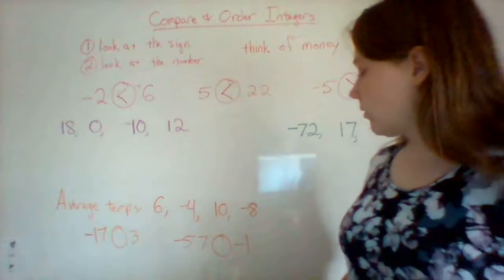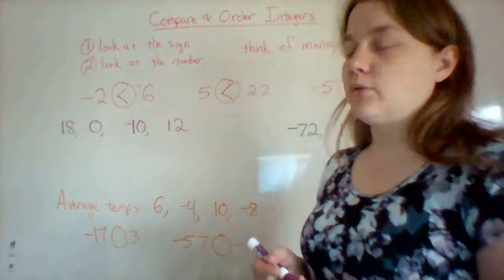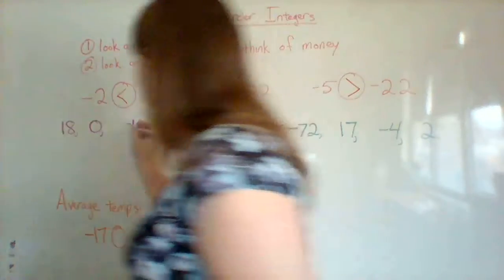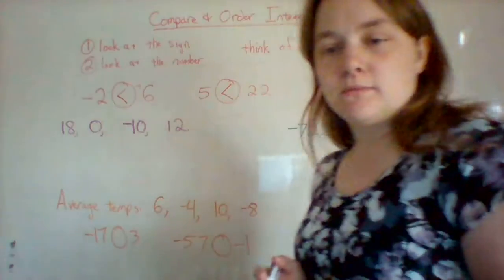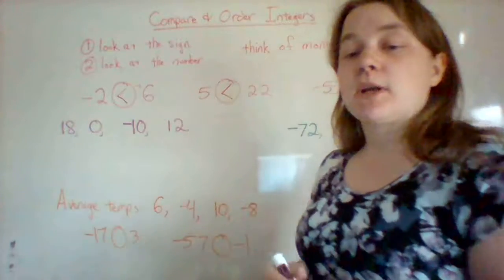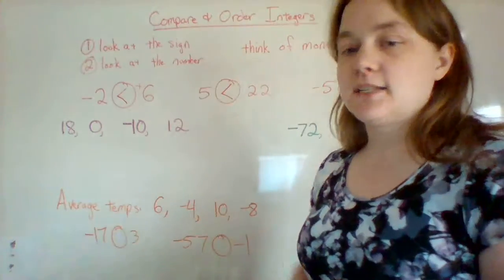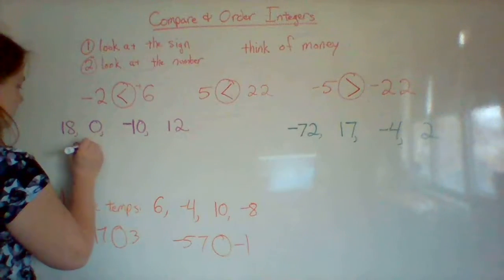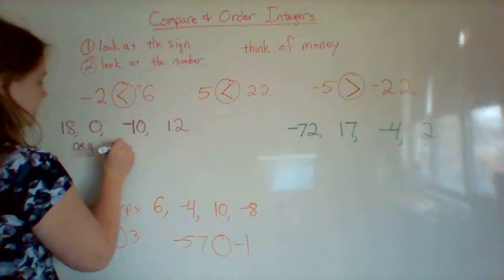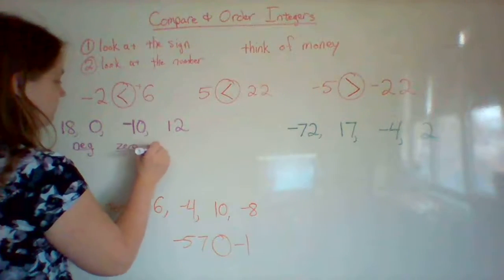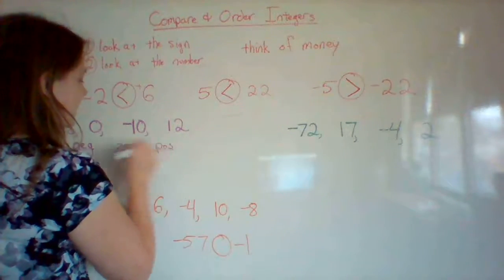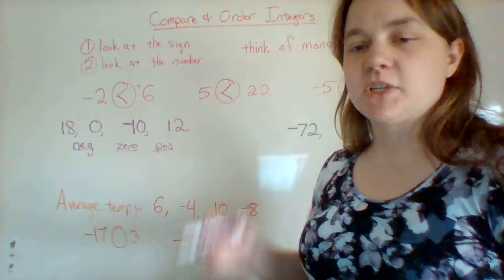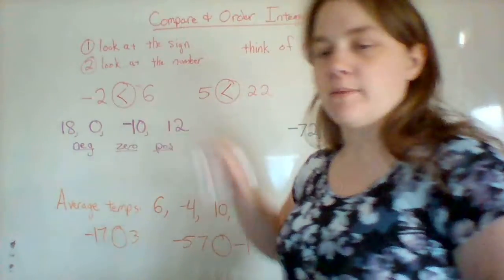Now we're going to look at ordering numbers and putting numbers into order. Here we have 18, 0, negative 10, and 12. The first thing we're going to do is look at the signs. We know that negative numbers are the smallest. We know that 0 is in the middle. And positive numbers are the biggest, right? So we're going to take these numbers and categorize them into negative, 0, and positive.